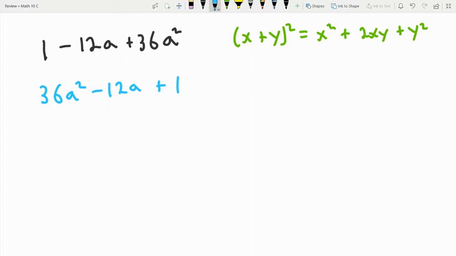Now that I rearranged it, the similar part is that I noticed these are perfect squares. So how I did before, I try to find what 36a squared can break down into. In this case, it breaks down into 6a. And what numbers break down into 1? 1 and 1 work, so we can just say 1. So now I have these two numbers.